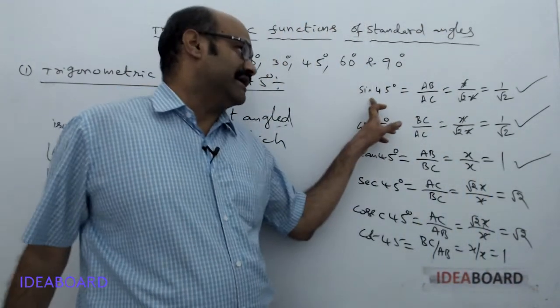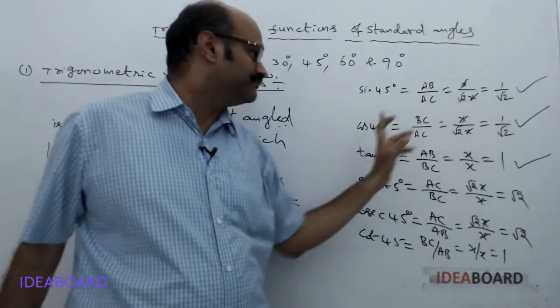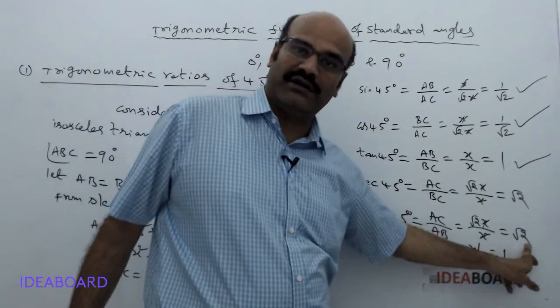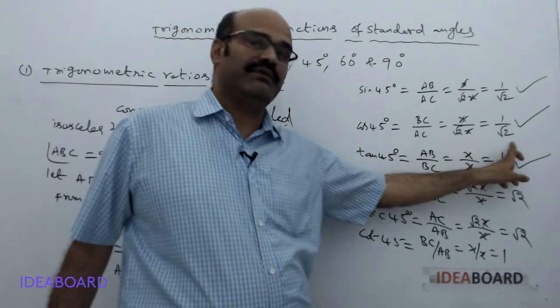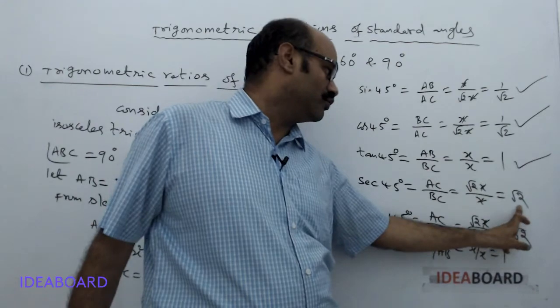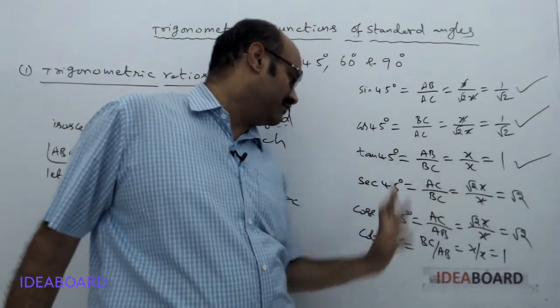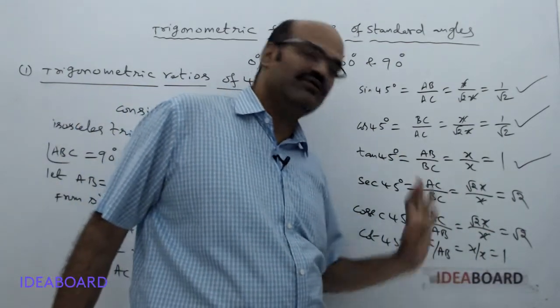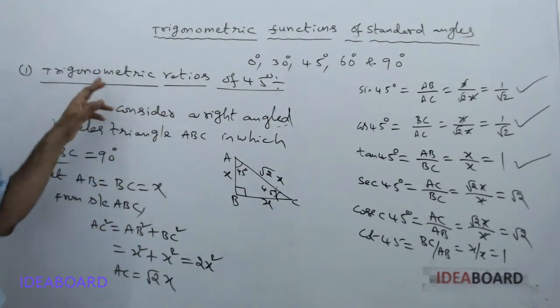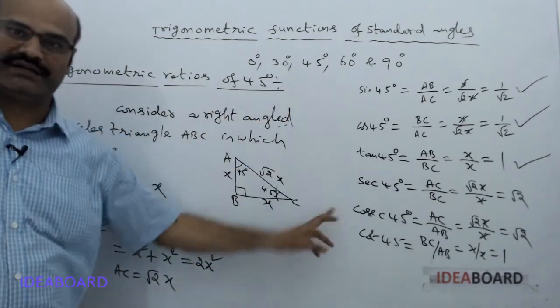So sin 45 equal to 1 by root 2. Cosec 45 equal to reciprocal of that, root 2. Cos 45 is 1 by root 2. Secant 45 is reciprocal of 1 by root 2, root 2. Tan 45 is 1. Cot 45 is always equal to 1. These are the values of trigonometric ratios of 45 degrees.